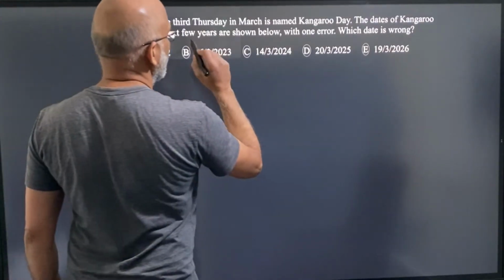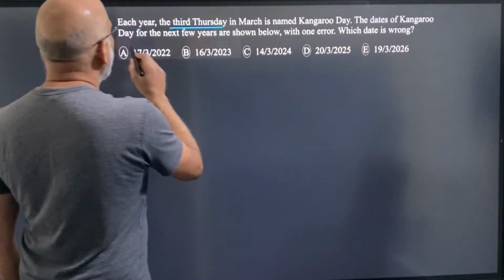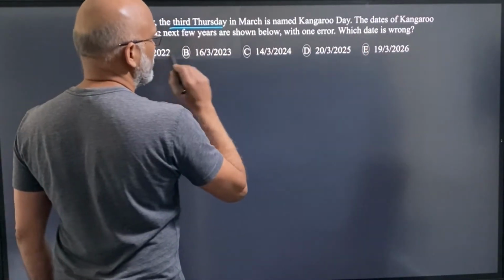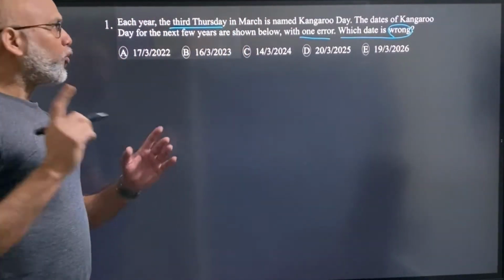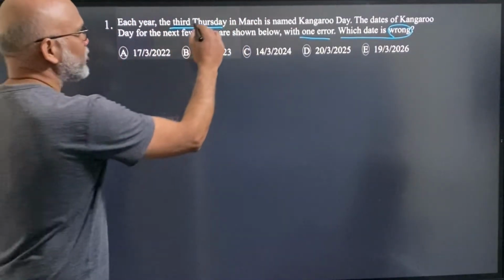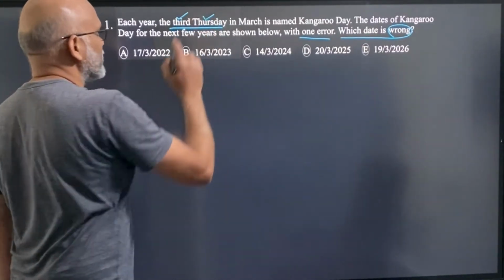Each year, third Thursday in March is named Kangaroo Day. Right? Third Thursday. The dates of Kangaroo Day for the next few years are shown below with one error. Which date is wrong? Alright, notice that we have to check two things. It has to be a Thursday, but not just any Thursday. It has to be third Thursday, right?